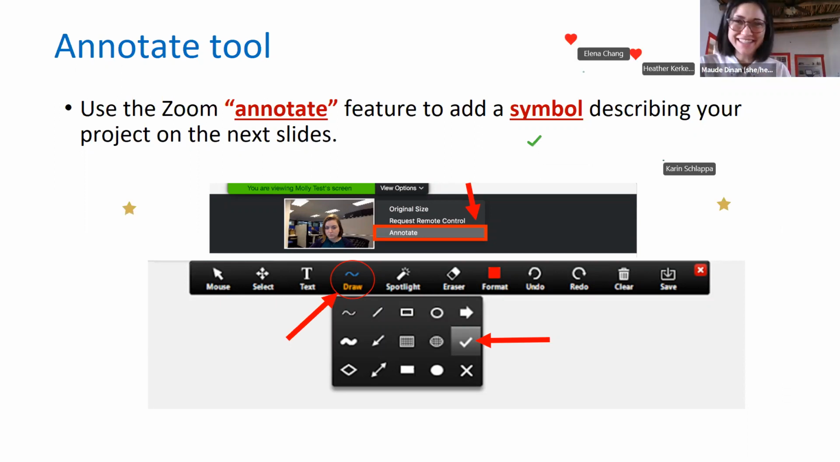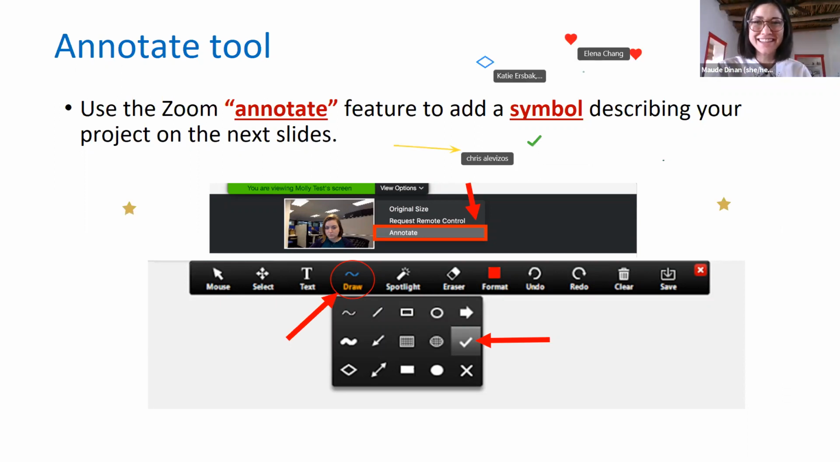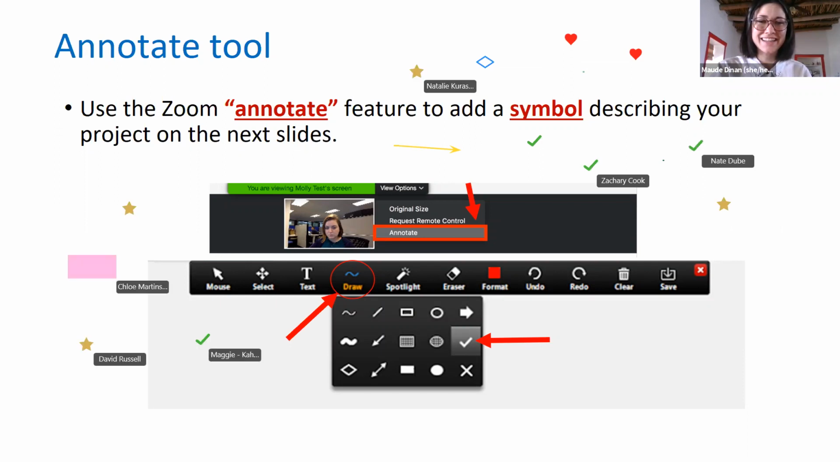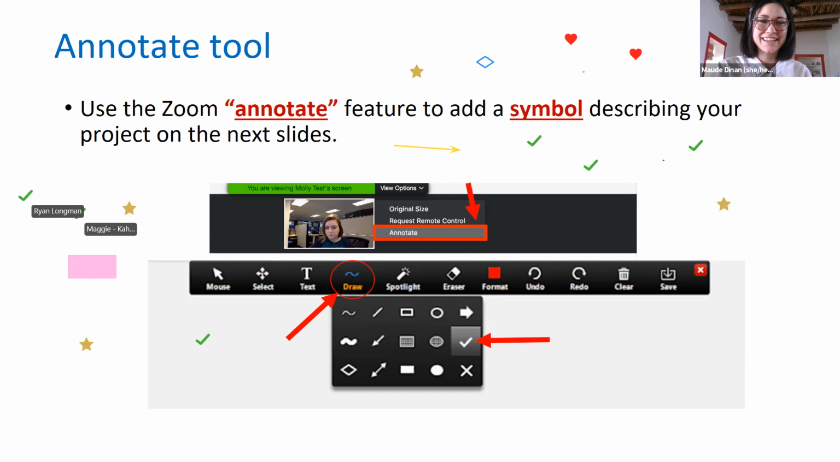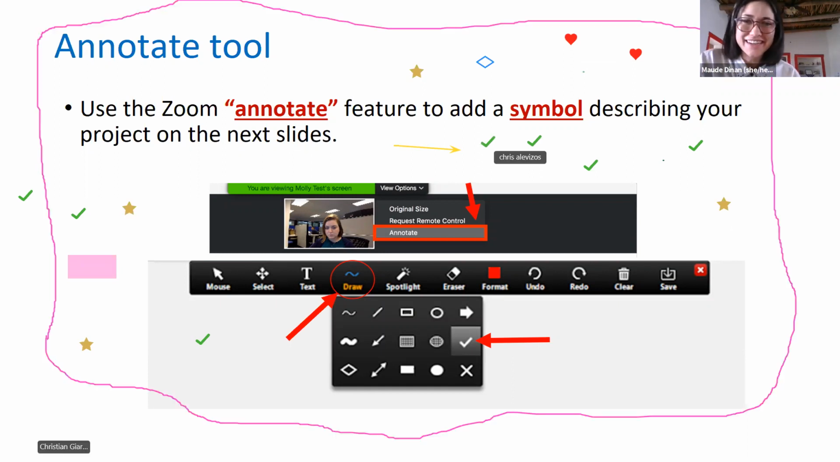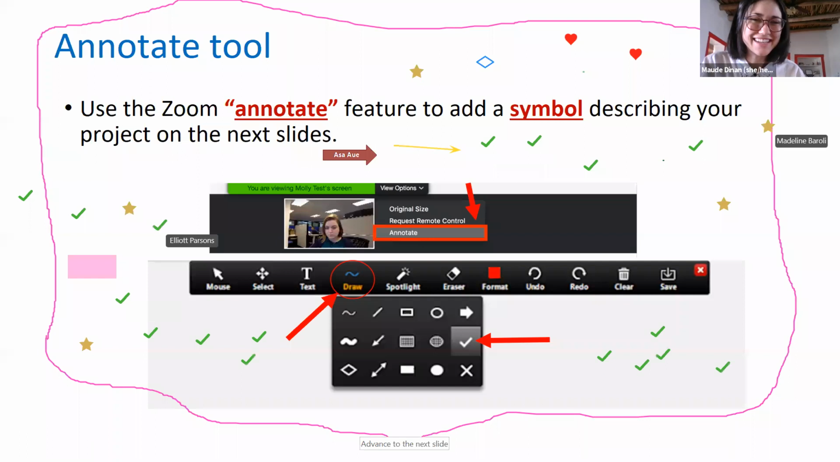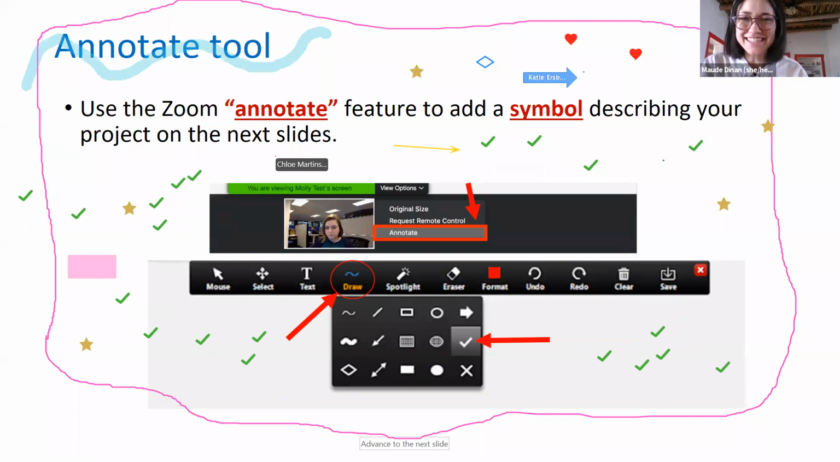Nice. All right. It's looking like y'all got the hang of it. I like that addition. Excellent. So squiggles add a nice touch.